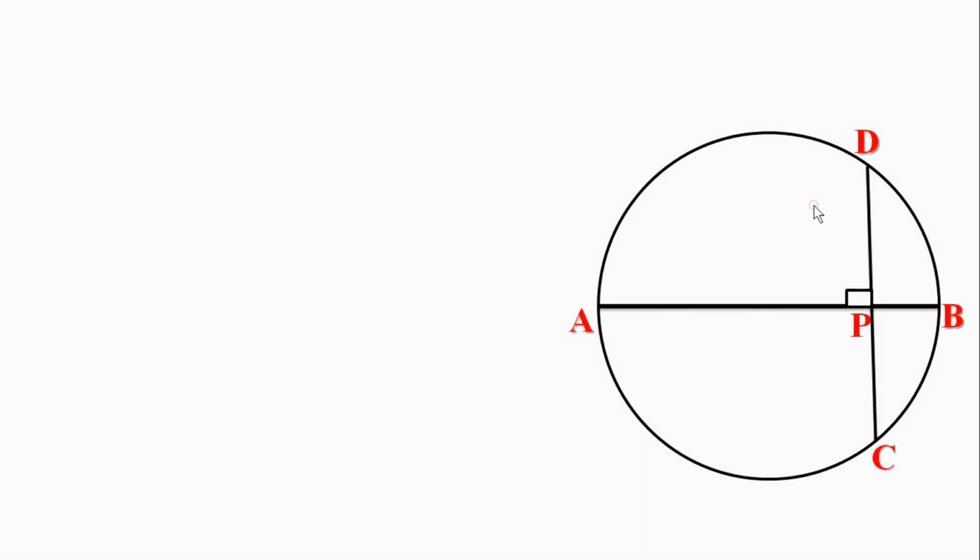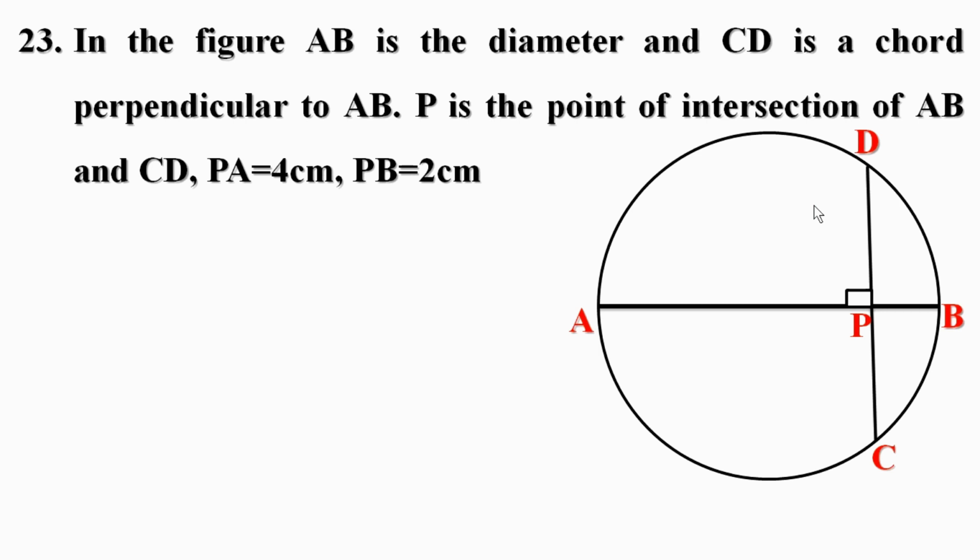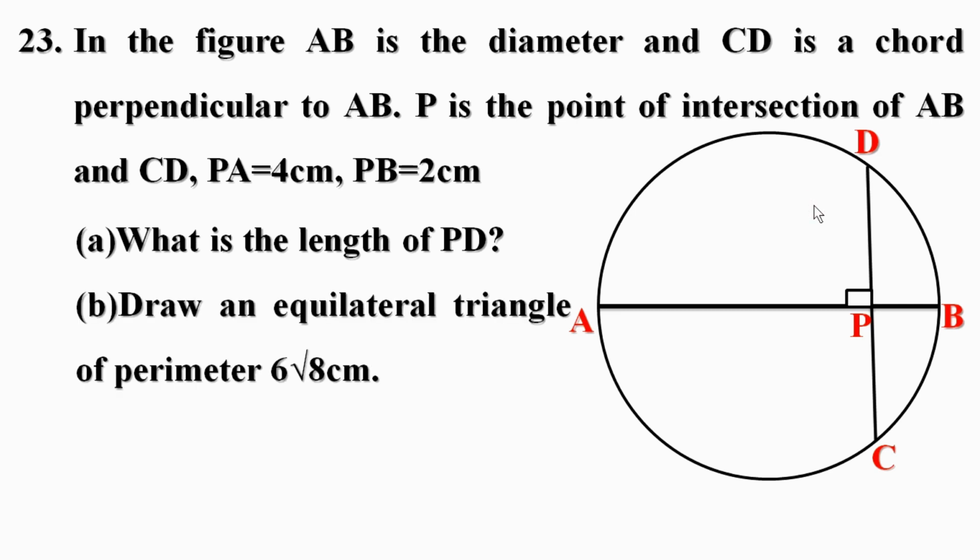23rd question. In the figure, AB is the diameter and CD is a chord perpendicular to AB. P is the point of intersection of AB and CD. PA equals 4 cm, PB equals 2 cm. What is the length of PD? Draw an equilateral triangle of perimeter 6 root 8 cm.